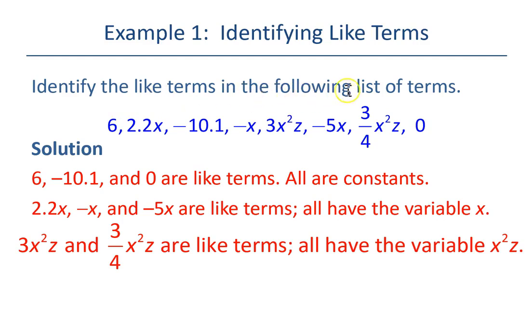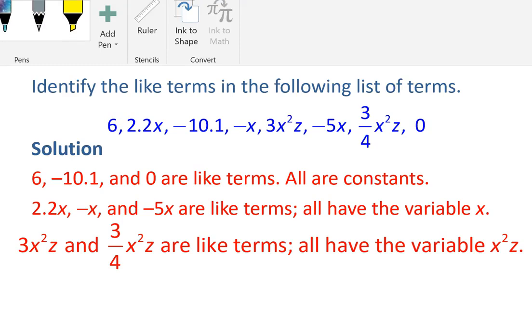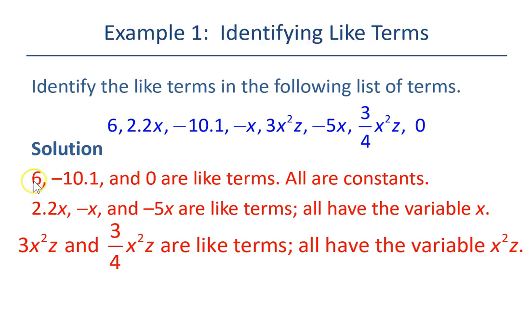Identify the like terms in the following list of terms. Let's start looking through here and see why they say what they say. Notice they're saying 6, negative 10.1, and 0 are all like terms because they're constants. There's no variable attached to these, no alphabet connected to them, or some sort of weird symbol. Notice the 2.2x, negative x, and negative 5x are all like terms because they have a variable x. And then what it talked about with the powers.